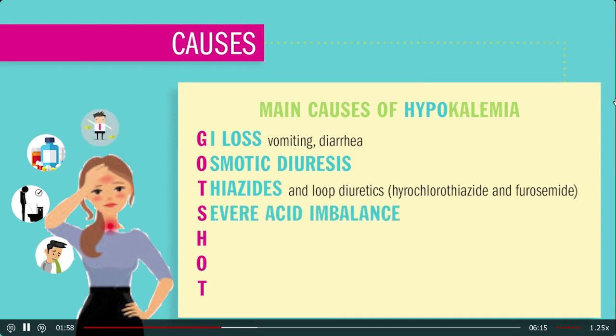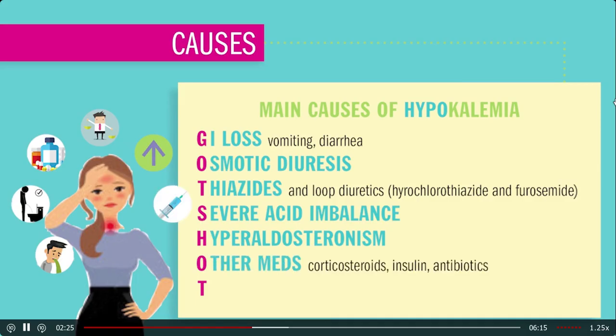S is for severe acid imbalance, which causes disruption in potassium because remember, our sodium-potassium pump, which keeps our pH in balance, is being overworked. H is for hyperaldosteronism. Too much aldosterone is produced by the adrenal glands that sit on top of our kidneys, which leads to lower levels of potassium in the blood and increased alkalosis, which is more of a basic state. O is for other medications that deplete potassium.